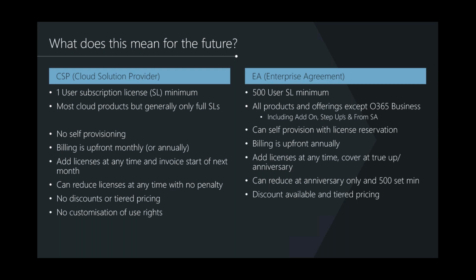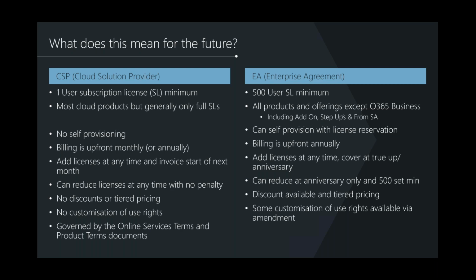No customization of the use rights with CSP at the moment, whereas there's full customization with EA, profiling of users, financial amendment right, the PR clause, the millions of others as well. Millions of others may be an exaggeration. Tens of others. With CSP, it is governed by the online services terms, absolutely, and the product terms document, which is absolutely the same. With the enterprise agreement, it's governed by those overarching online service terms and the product terms documents. Please let us know if you would like a copy of them.